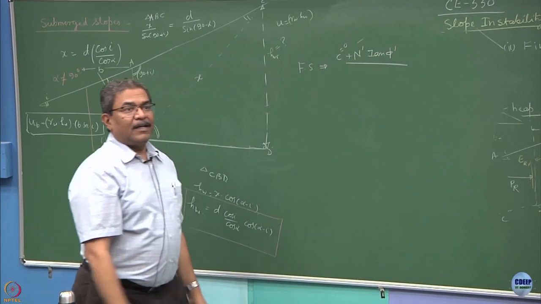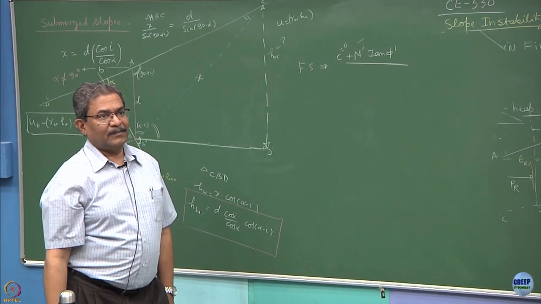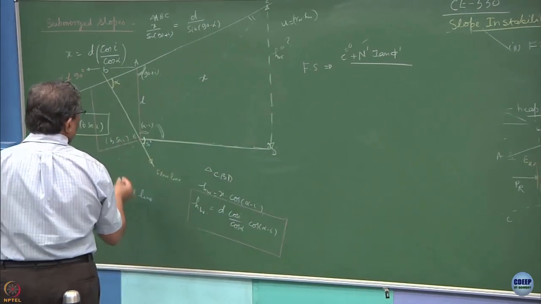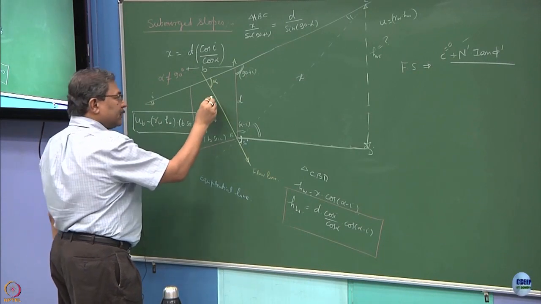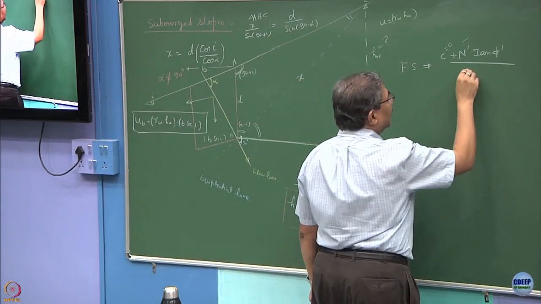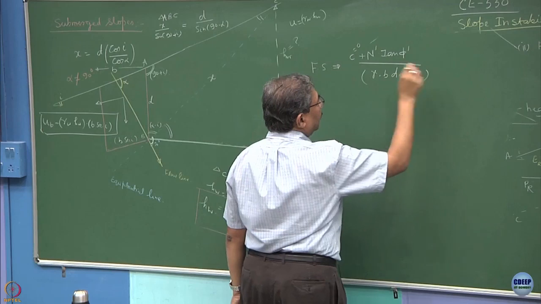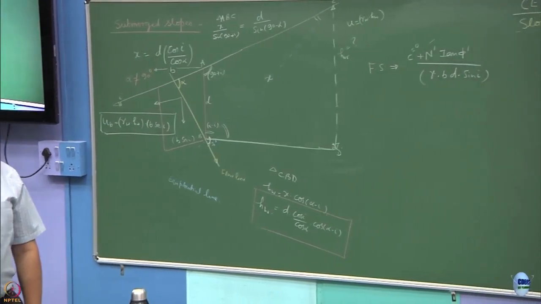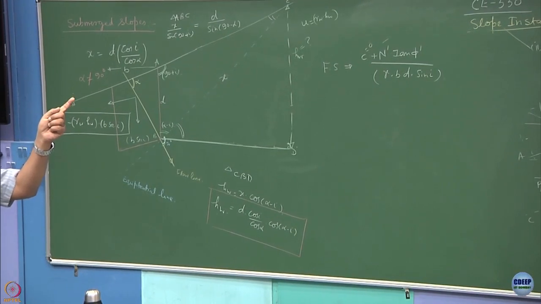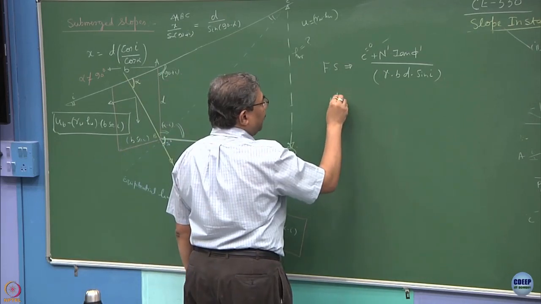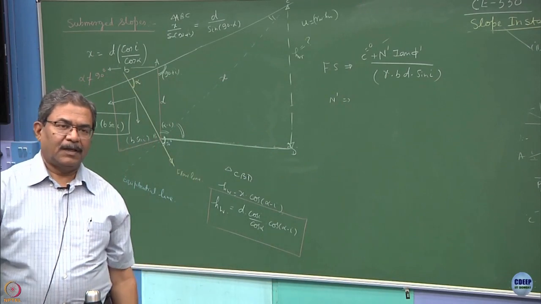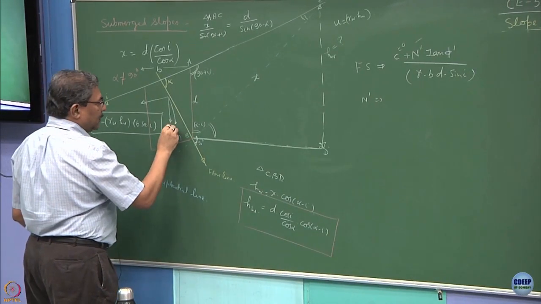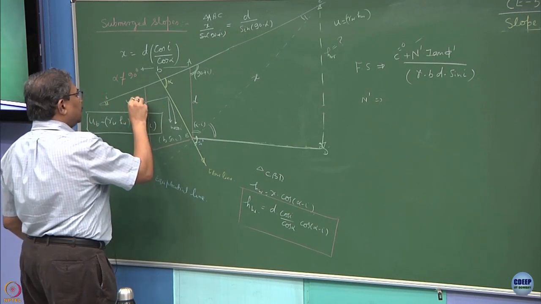And what is the stabilizing force? This is the stabilizing force, shear strength. And what is the destabilizing force? The W component, which is acting parallel to the slope. So, what is that? Fine. Now, compute the value of n prime. So, what is the value of n prime? From here we can take the vertical component, vertical to this base. So, this is W cos i, W sin i.